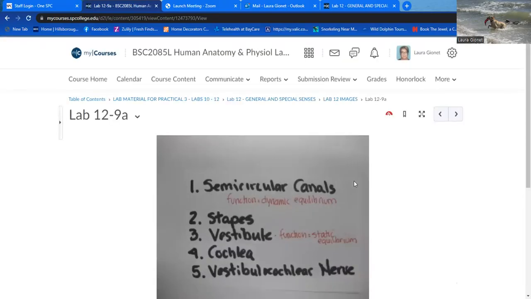Okay, so one of the semicircular canals, dynamic equilibrium. Then we have the stapes. That's the third of the ear ossicles. On the other side of that is the oval window. We have the vestibule that functions in static equilibrium. I won't ask you the vestibule. Then we have the cochlea and the vestibulocochlear nerve.